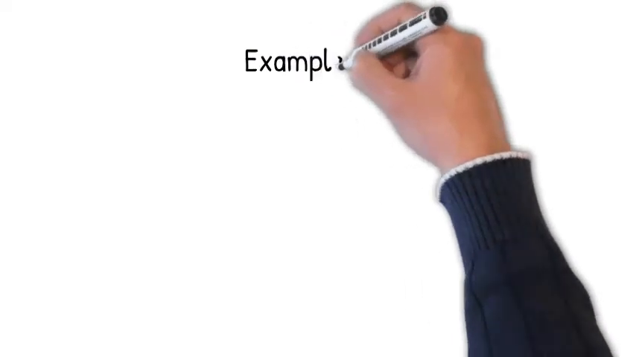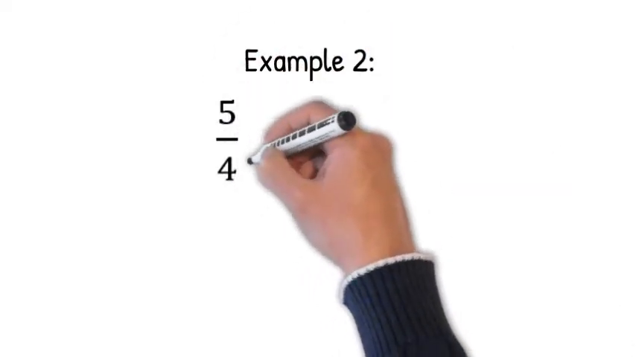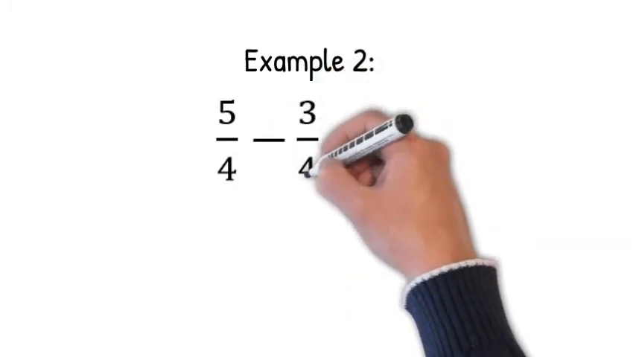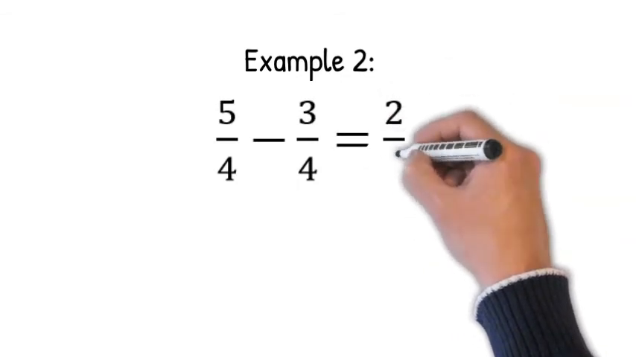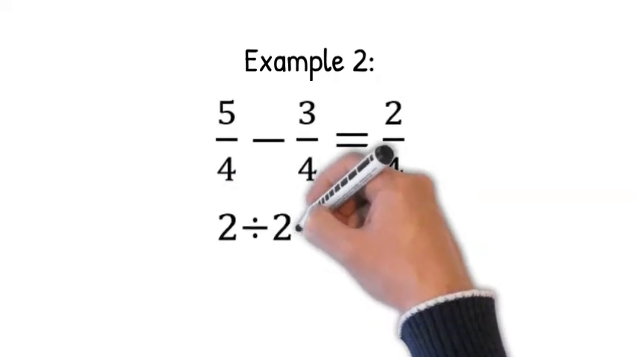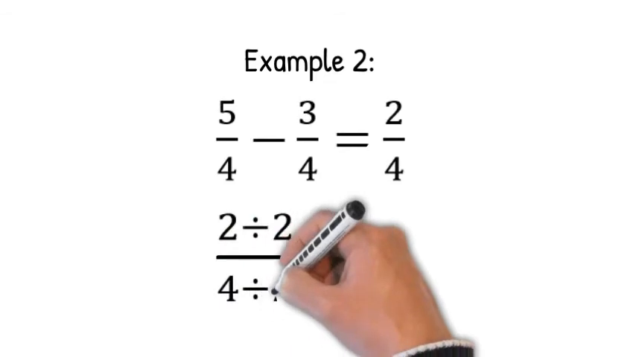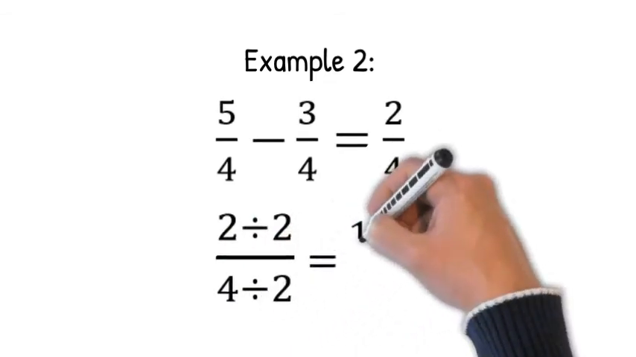Example number 2. 5 over 4 minus 3 over 4. What we're going to do is subtract 3 from 5, which is 2, and copy the denominator 4. Reduce the answer by dividing both numerator and denominator by 2. 2 over 2 divided by 4 divided by 2 is equal to 1/2. So our final answer in this specific question is 1/2.